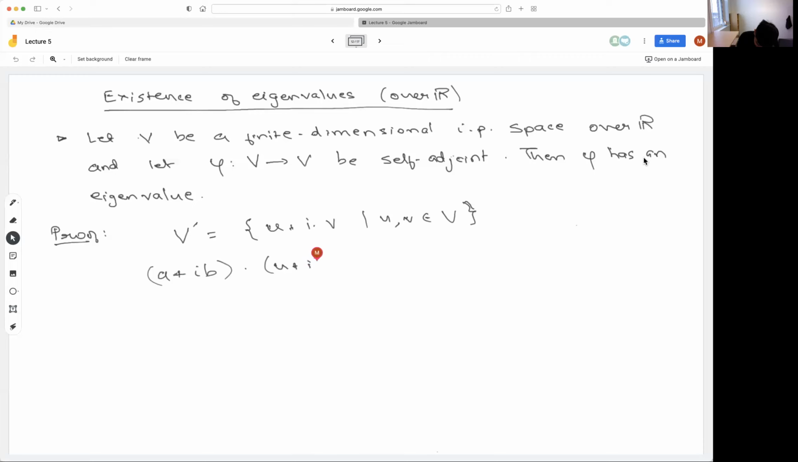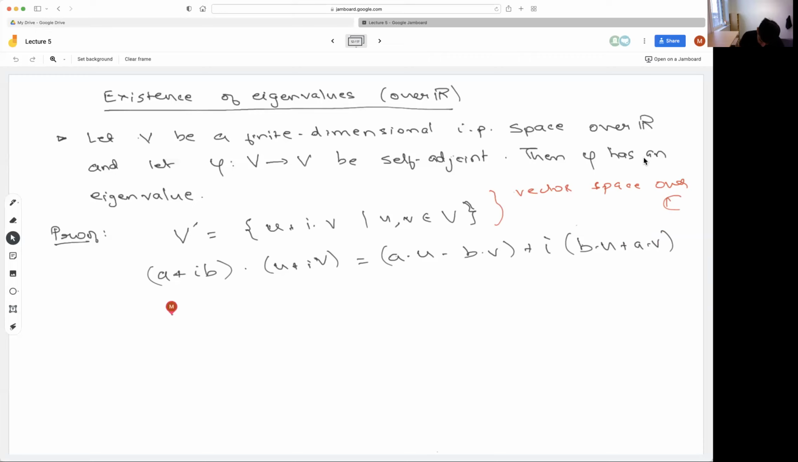by just saying that you define the multiplication with complex scalars as if using the multiplication with real scalars that you have available in the space V. And this is a vector space over complex numbers. In fact, it's an inner product space, and you can show that.